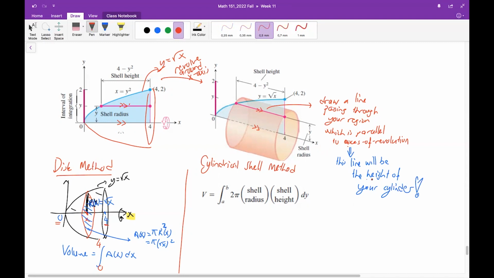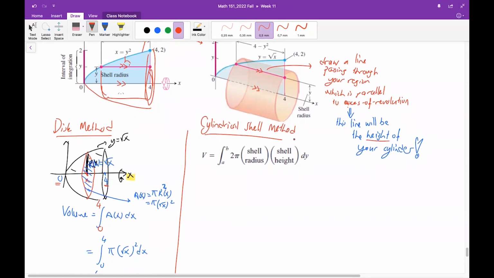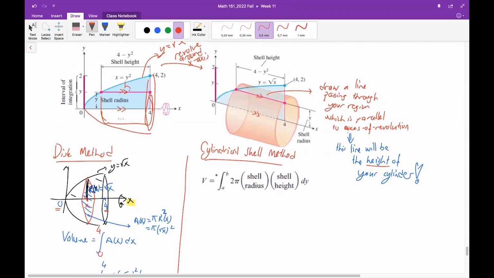That's how you draw your cylinders correctly for each example. Okay, this will be the height, so you just complete your cylinder having this as the height, okay? That's why your cylinders are not vertical but horizontal in this case. Okay, how does the cylindrical shells method work?